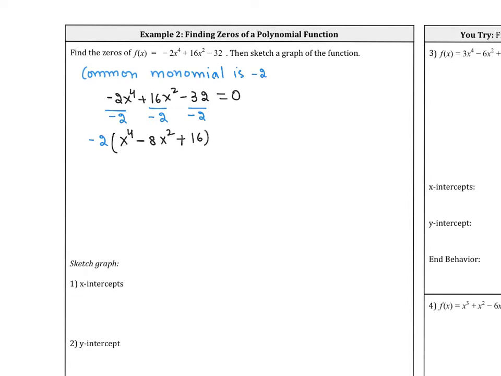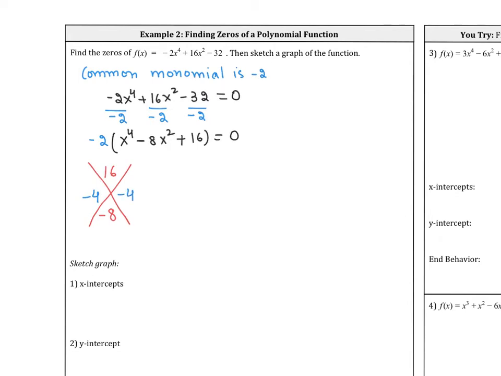plus 16 equals 0. Now we are going to find the factors using the cross. On top of the cross we write 16 and on the bottom is negative 8. We are looking for two numbers that when we multiply we get 16 and when we add we get negative 8. Those numbers are negative 4 and negative 4.